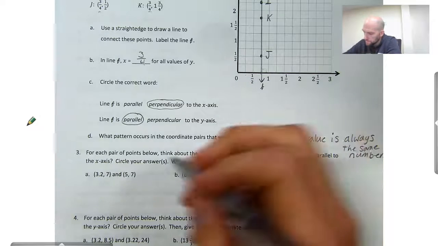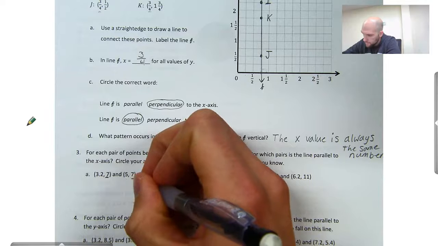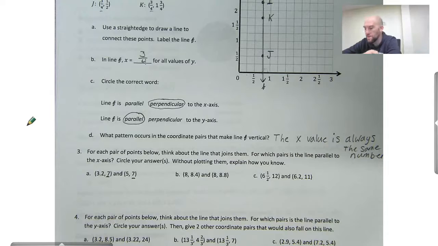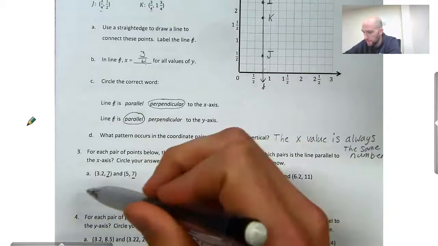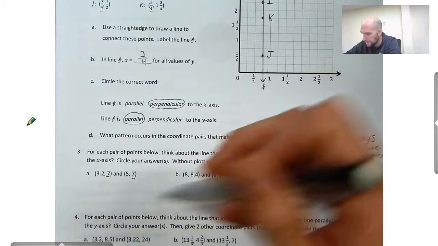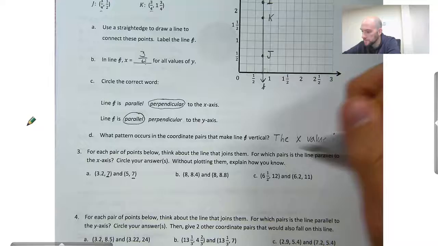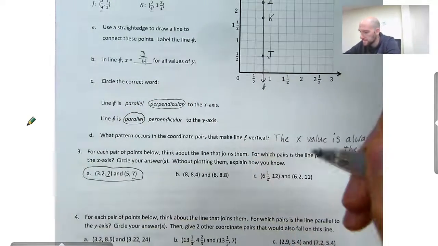If our y value is the same in both of those, we know that our line is going to be a horizontal line, because it's going to be parallel to our x-axis. So which pairs are parallel to the x-axis? Well, A will be parallel to the x-axis.